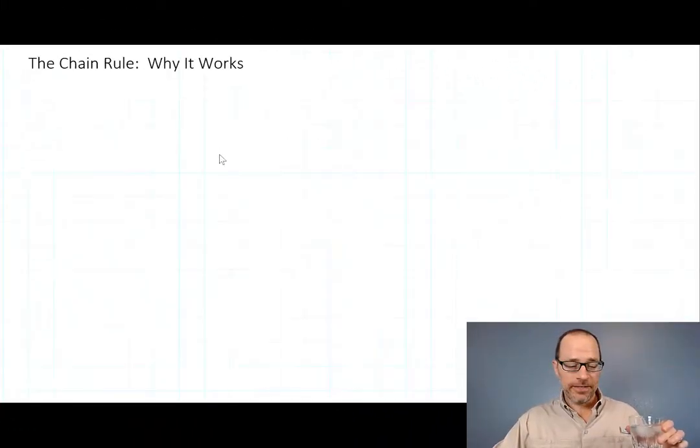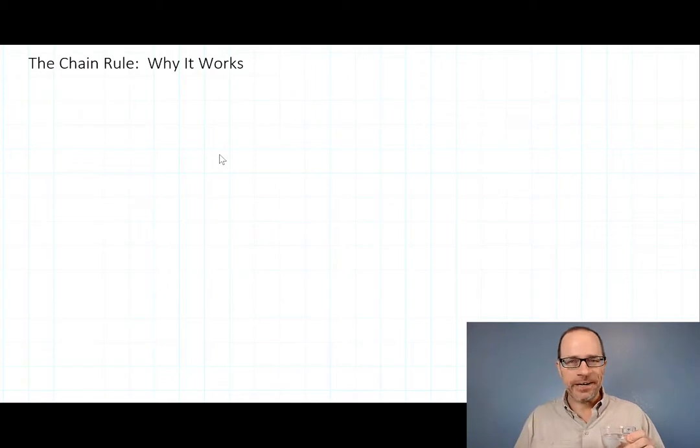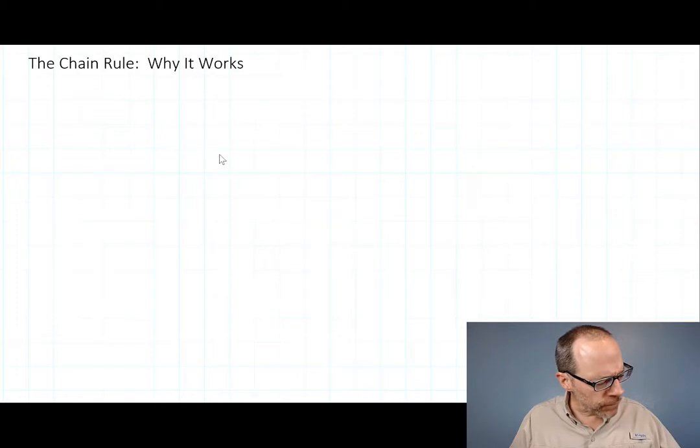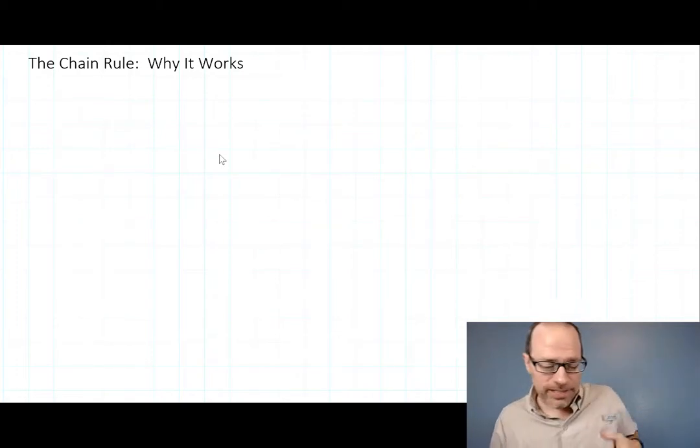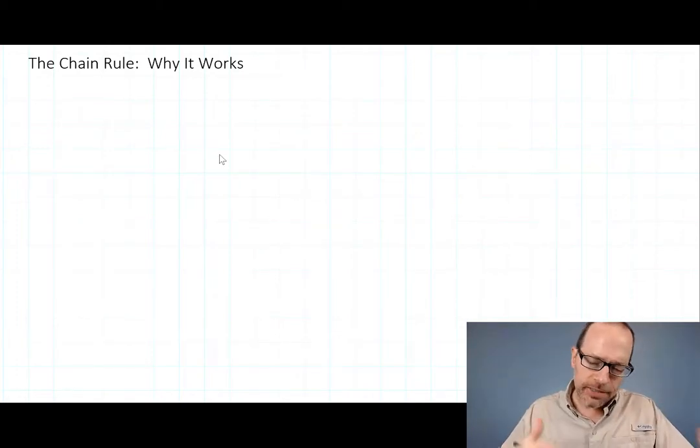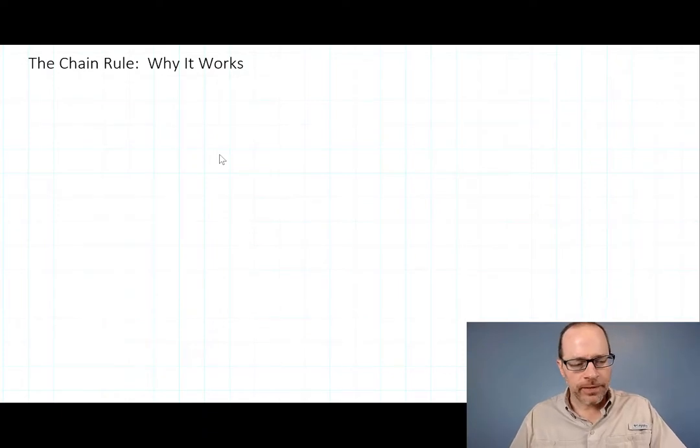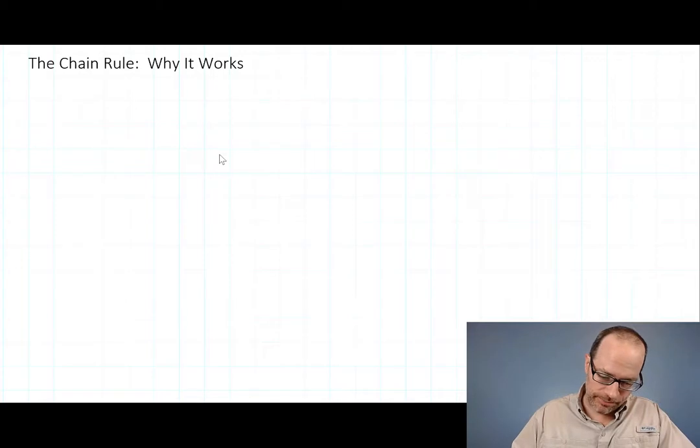Welcome back. We're going to look at the chain rule now and figure out, at least heuristically, why this rule is the way it is. We're going to play a little bit fast and loose, make some assumptions. These all can be done rigorously, but we're not going to do that here.